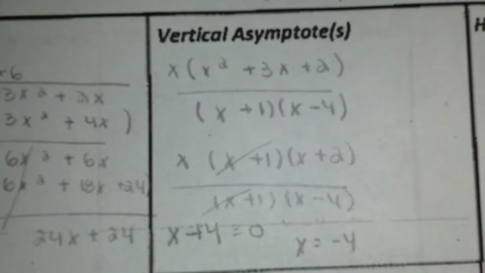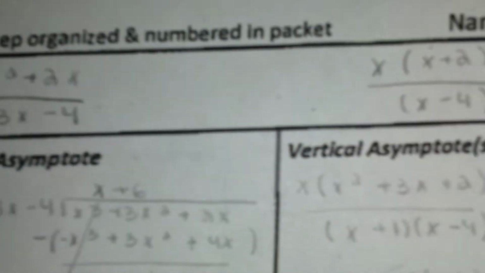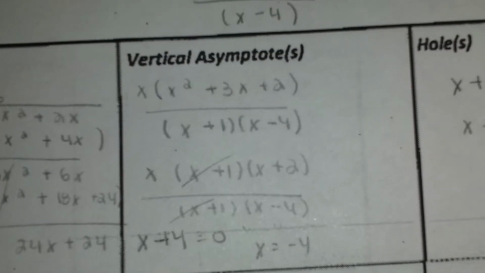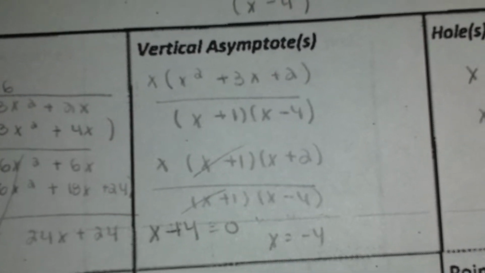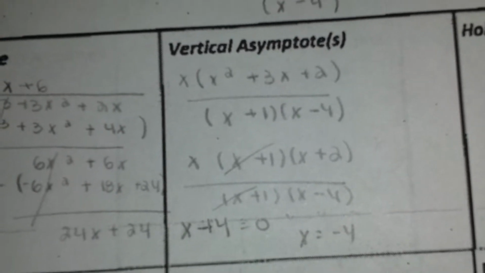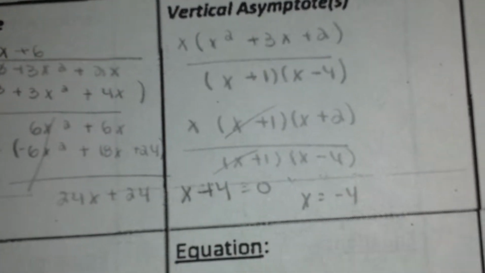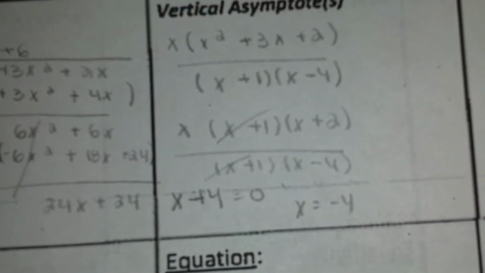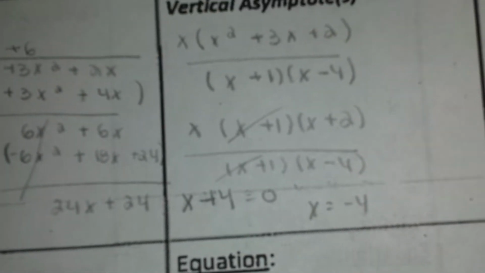So you will have to find the vertical asymptote next. You take this equation and factor it. First you take an x out of the top, and then you factor the bottom because it's pretty easy. Then you continue to factor the numerator, and you find that x plus 1 will cancel out, so you're left with x minus 4 on the bottom. You set the bottom equal to 0, and you'll find that x equals negative 4.